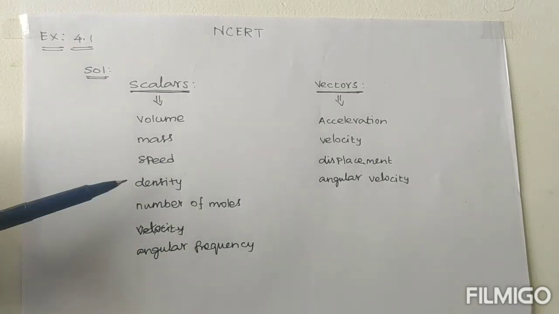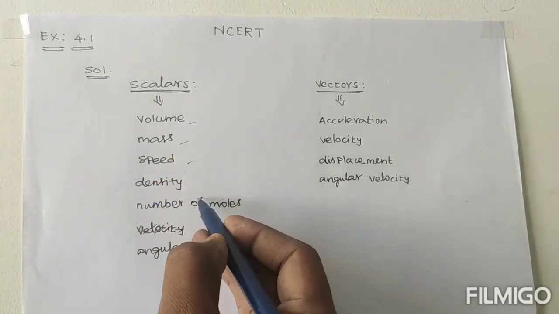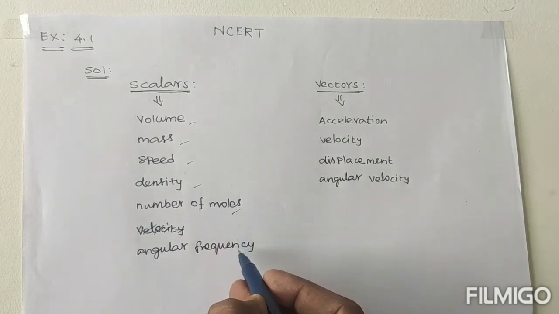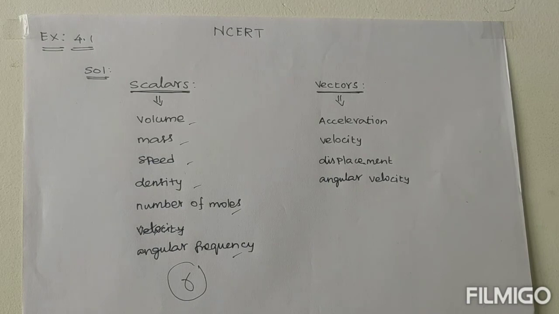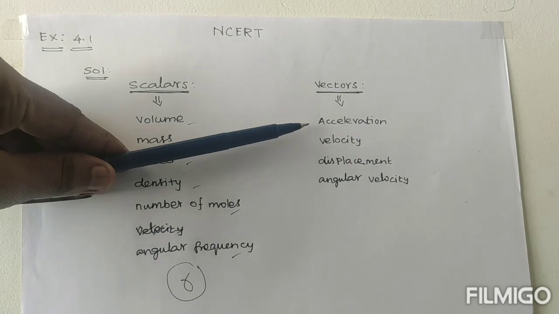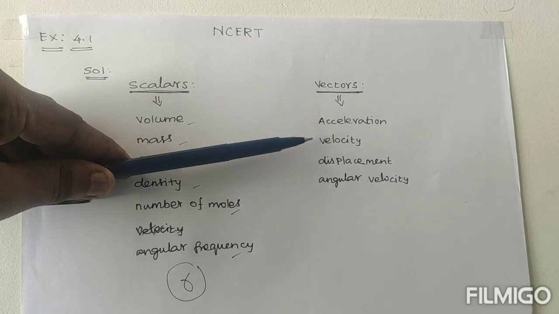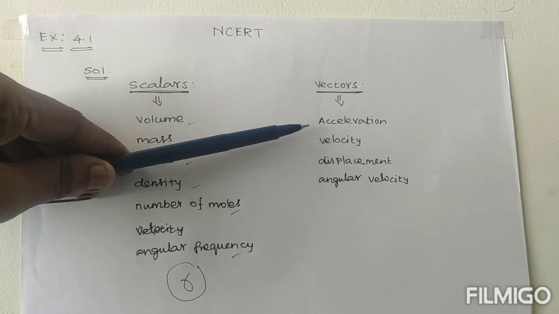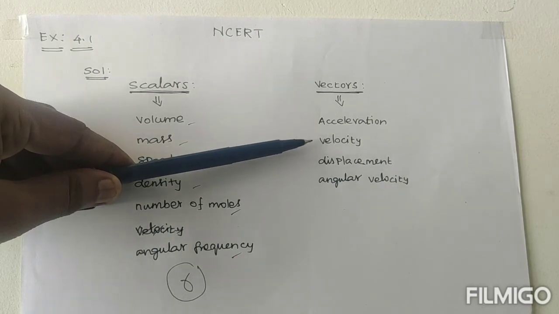So here if you observe, volume, mass, speed, density, number of moles and then angular frequency. So from this data these 6 are scalar quantities. And then remaining 4, see that acceleration, you know, acceleration due to gravity, for example, it is towards the earth. So we can mention the direction.